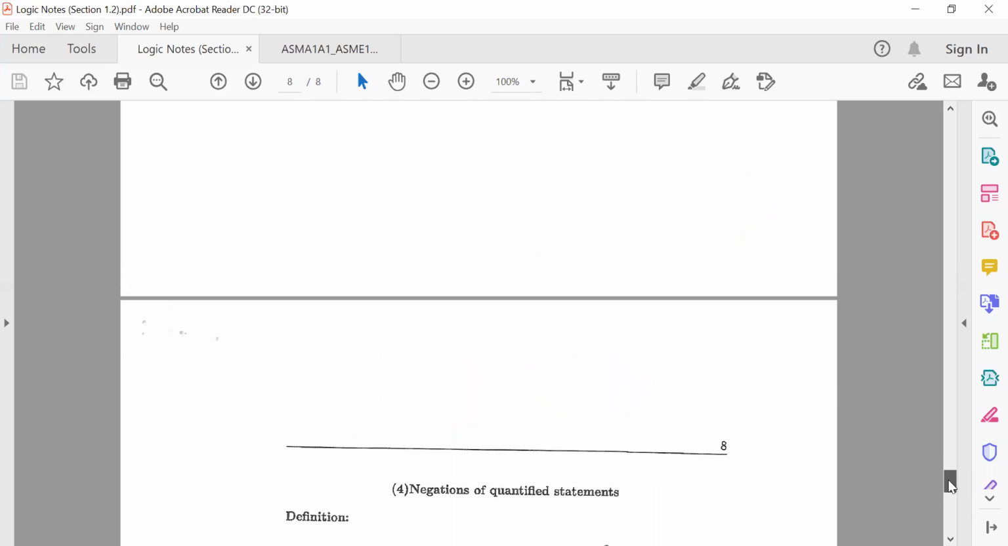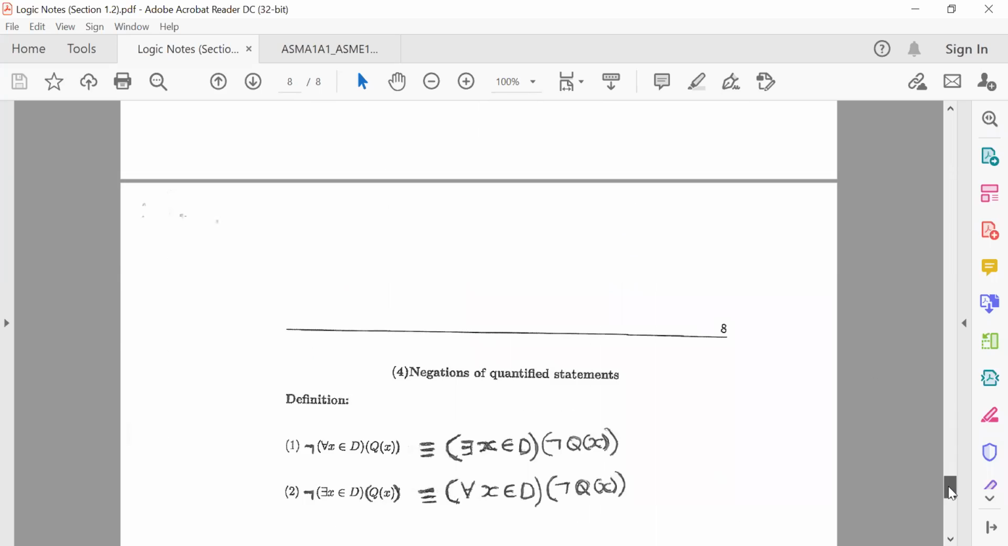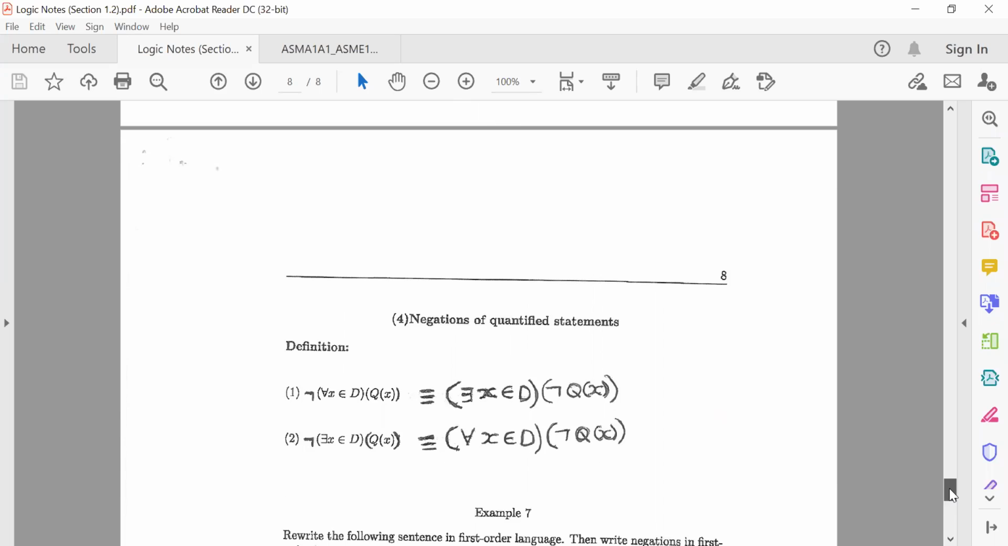All right. We only have one minute left on the clock. Let's discuss negation of quantified statements. Let's see if we can do some examples. So, negation of quantified statements. The first two examples here are just the definition, right? And I'm going to go step by step just so that everyone is happy.